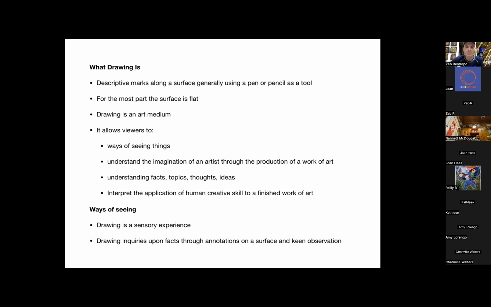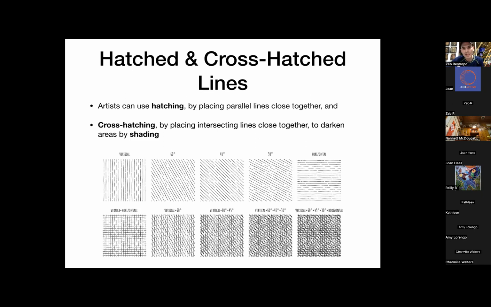Okay, so moving on. One way to create values is hatched and cross-hatched lines. The artists use hatching by placing parallel lines close together, as you can see from the examples right underneath. Cross-hatching is placing intersecting lines close together to darken areas by shading. As you can probably tell here in the bottom right hand corner, there are multiple lines running across in different directions so that we can darken an area.